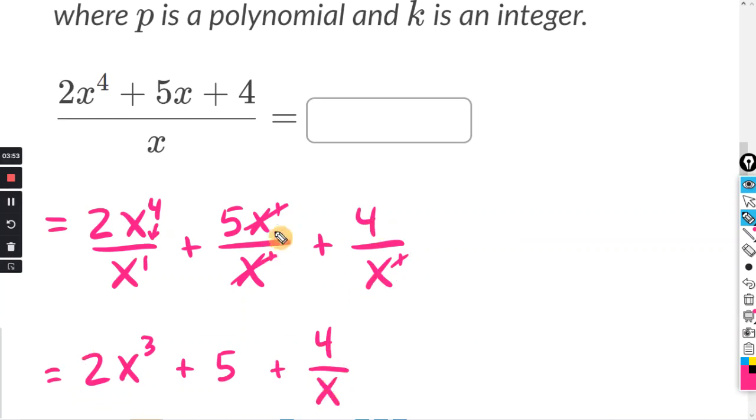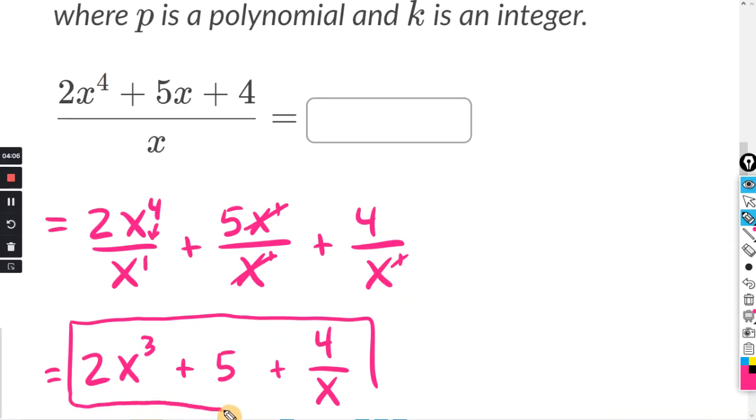Okay, when the exponent is 1, you don't need to enter that in the box as your answer. You can eliminate the 1. Okay, I just wrote in the 1 so I can show you the subtraction of the exponents. But this right here is the final answer.